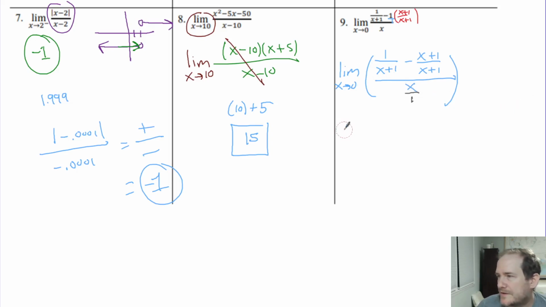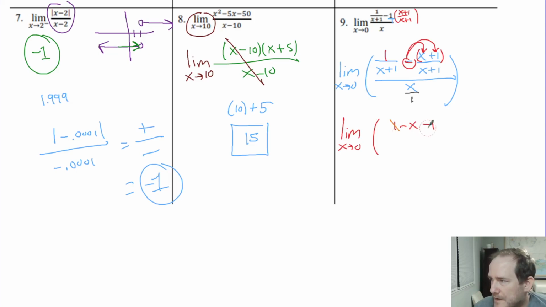So what happens next? You get the limit as x approaches 0 of 1 minus, remember it's the whole thing, x plus 1. So the minus distributes onto the x and onto the 1. So what you really have is 1 minus x minus 1. And then of course the 1 minus 1 will cancel each other out. So your numerator will just be negative x. Your denominator will be the x plus 1 that they share.